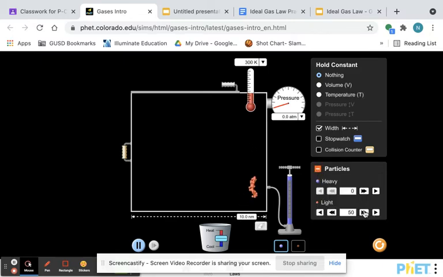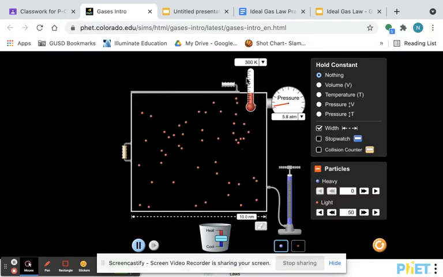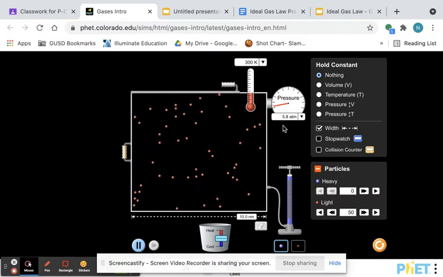Now I'm going to add some particles. You can add however many particles you want. I'm just going to add 50 light particles. And now you can see up top, we have a spot to measure our temperature and a spot to measure our pressure.